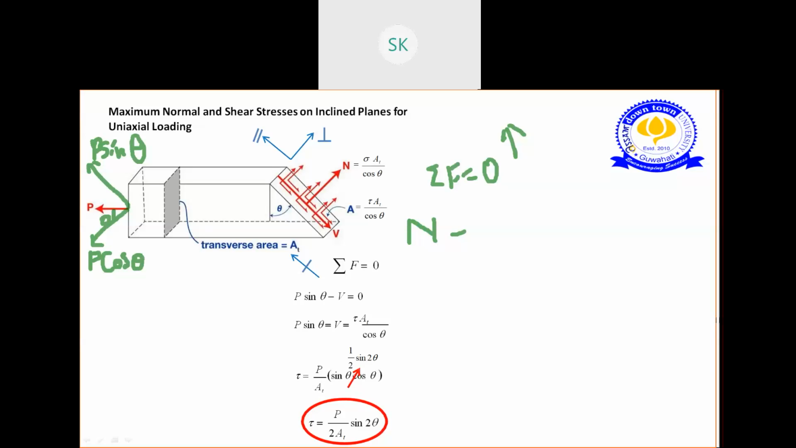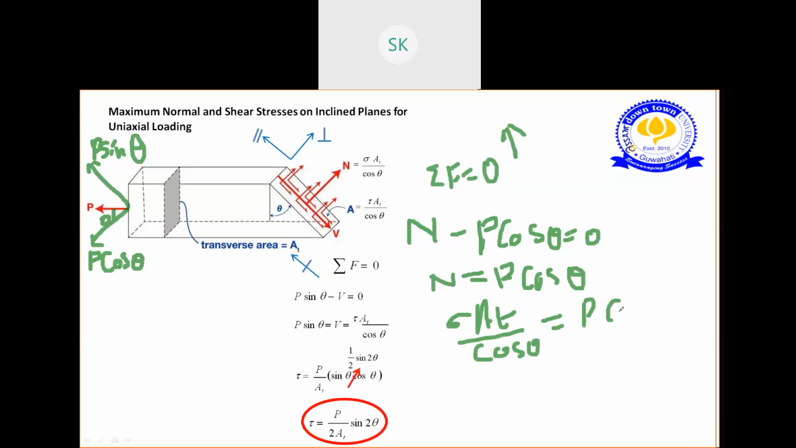So n p cos theta equals to 0, or I can write n equals to p cos theta, right? And we know the value of n is sigma A0 by cos theta. So put the value of n as sigma A0 by cos theta, and here we have p cos theta.